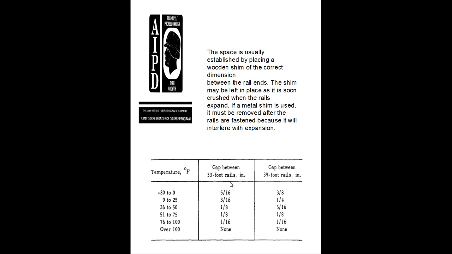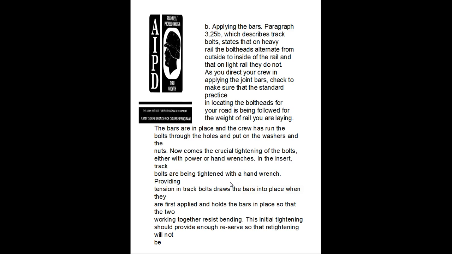The gap for a 33-foot rail and a 39-foot rail is 5/16 and 3/8 of an inch for temperatures from negative 20 to 0. For 0 to 25 degrees, it is 3/16 to a quarter of an inch. For 26 to 50 degrees, 1/8 to 3/16 of an inch. For 51 to 75 degrees, 1/8 of an inch on a 33-foot rail and on a 39-foot rail. For 76 to 100 degrees Fahrenheit, the 33-foot rail gap is 1/16 of an inch and the 39-foot rail gap is 1/16 of an inch. Over 100 degrees, there are no gaps.